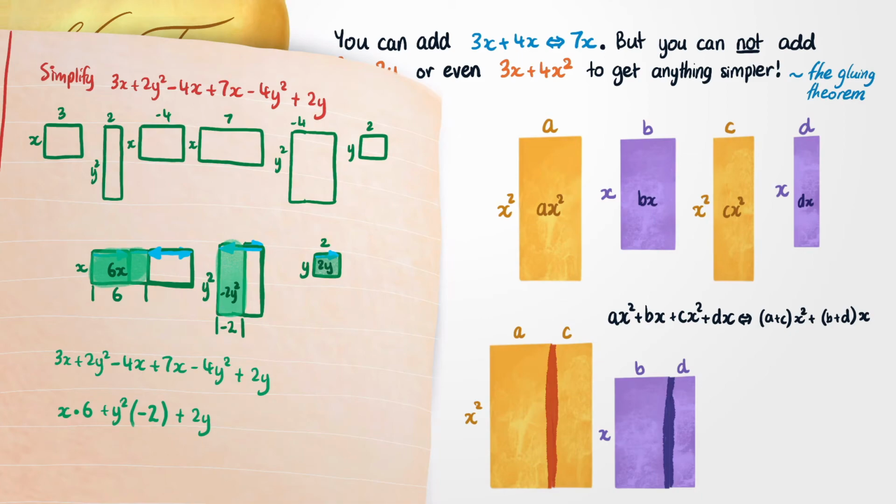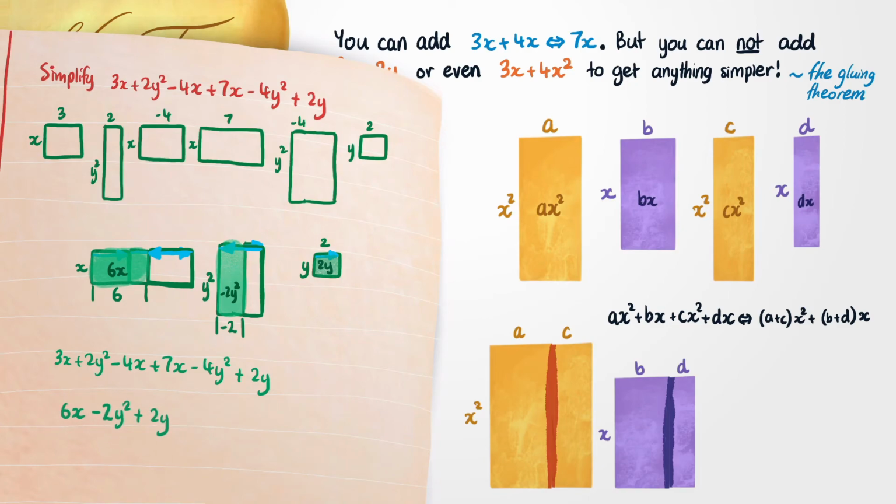Now at this point, we've arrived at the answer, but let's just write it in a more traditional form. Usually we like to write numbers first, and we don't like to write the multiplication symbols. And the same goes for this. Instead of writing plus y squared times minus 2, we just write it as minus 2y squared.